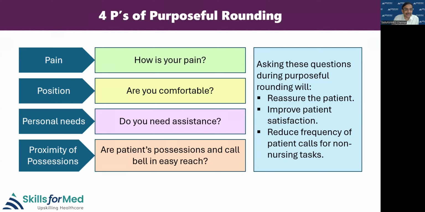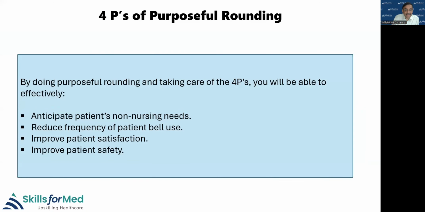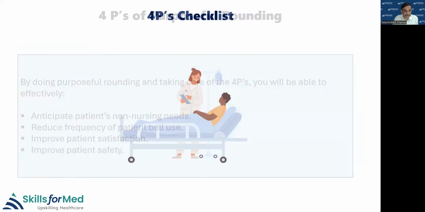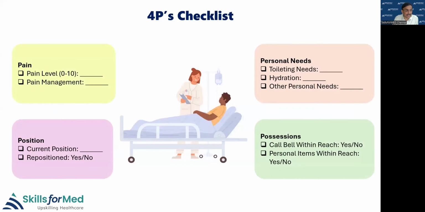The pun is intended. Now, by doing this, you will anticipate the patient's non-nursing needs, reduce the frequency of call bell use, improve patient satisfaction, and also improve patient safety. Because of all this, the fall risk goes down, and the pressure ulcer risk goes down, because you're repositioning frequently and you are making sure that the call bell is within reach. So this is again a checklist: pain, position, personal needs, possessions. You go through the checklist and make sure it is done.